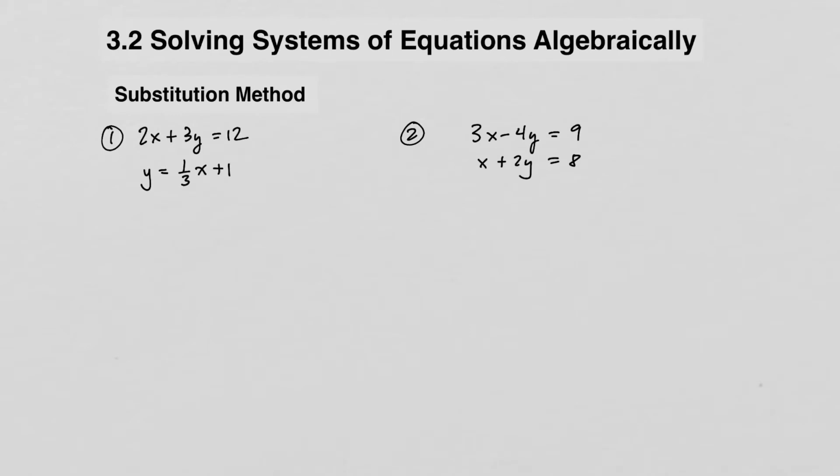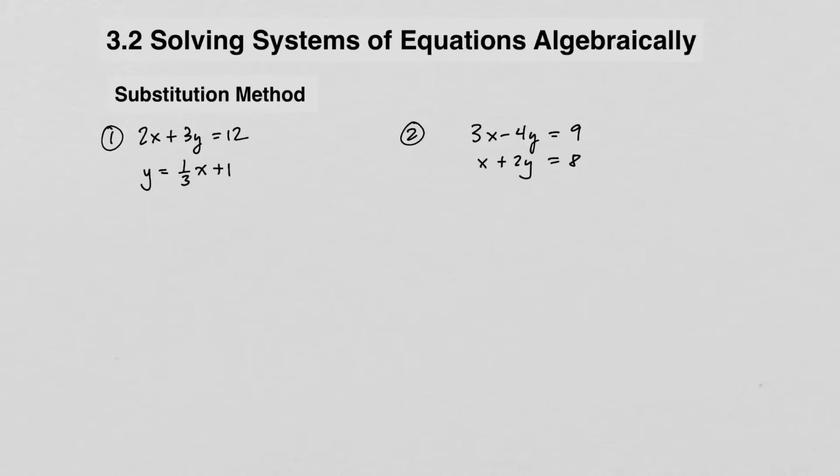So in 3.2, we look at solving systems of equations algebraically. There are two methods that we use. One is called the substitution method. And the substitution method basically means that you're going to take one of your two equations, you're going to solve for one of the variables, unless it's already solved for you, like in this case, and then you're going to substitute that expression into the other equation.